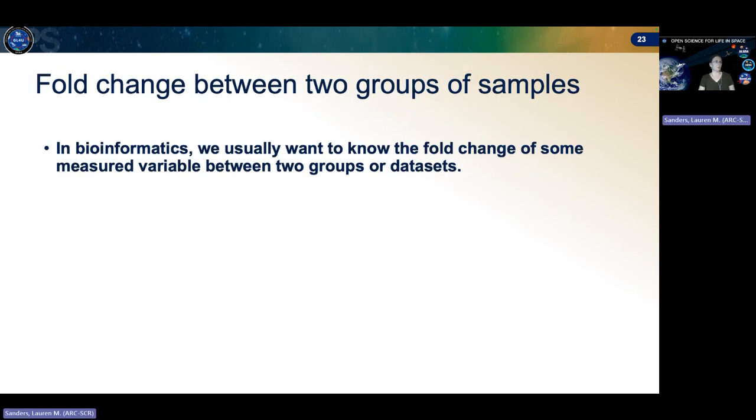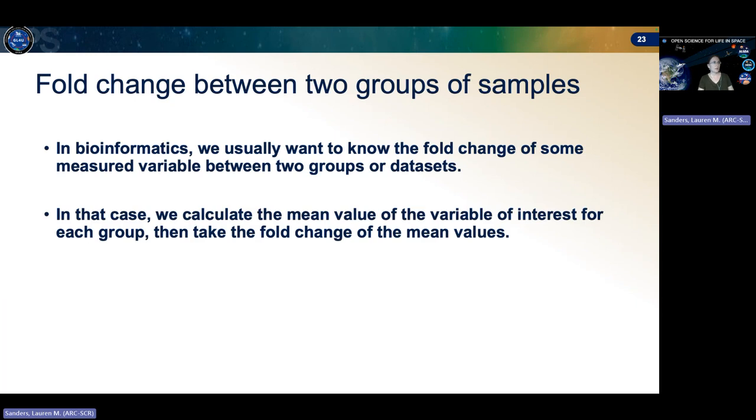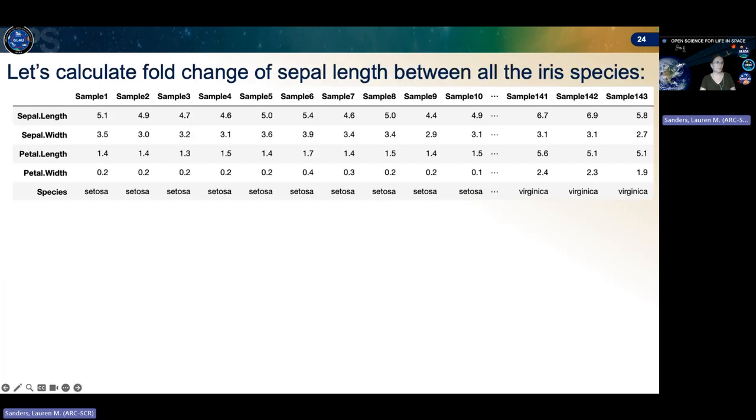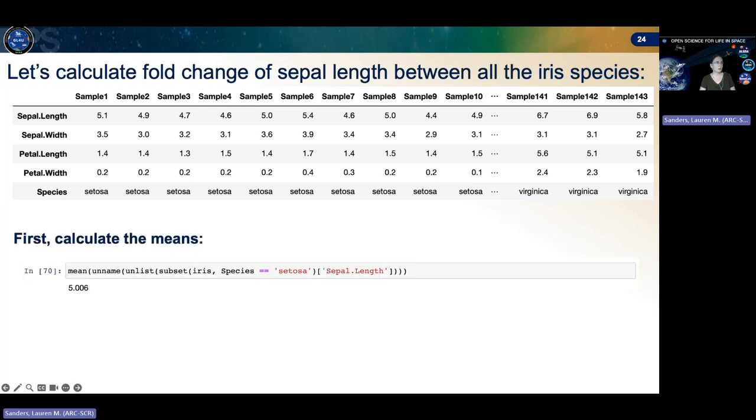So in bioinformatics, we're usually interested in not just knowing the fold change of two data points, but of knowing the fold change of some measured variable, whatever it is, between two groups or two data sets. So in that case, we calculate the mean, the average of our variable of interest for each group, and then we take the fold change of the mean values. So let's say we wanted to quantify how different sepal length is between all the iris species. First, we would calculate the mean sepal length between all of the iris species.